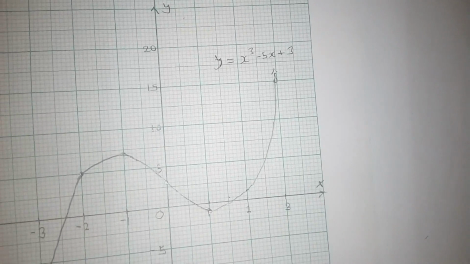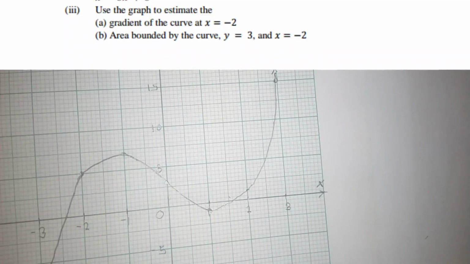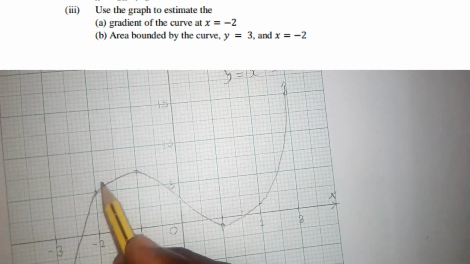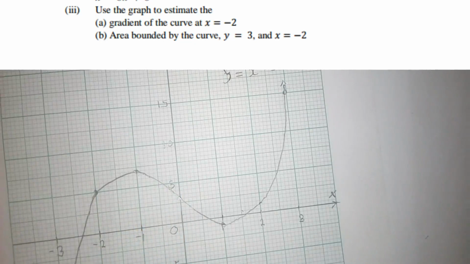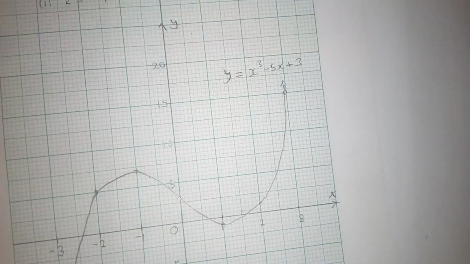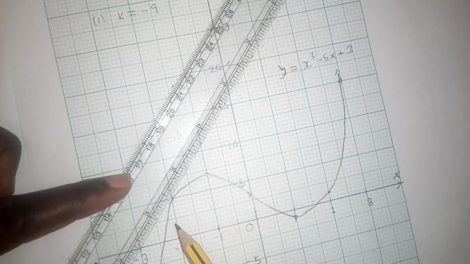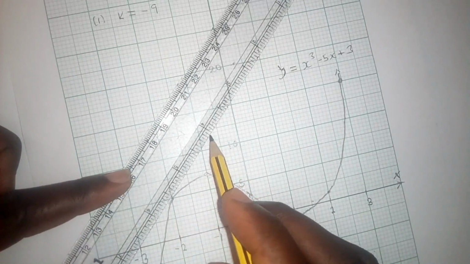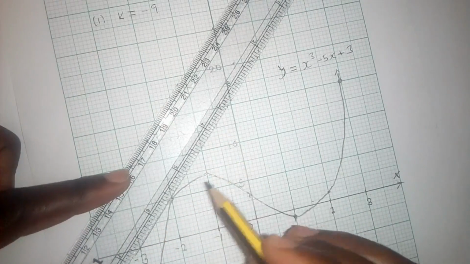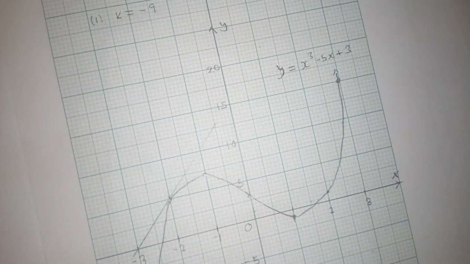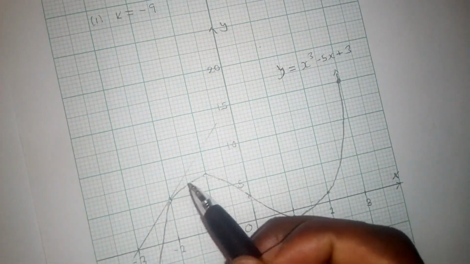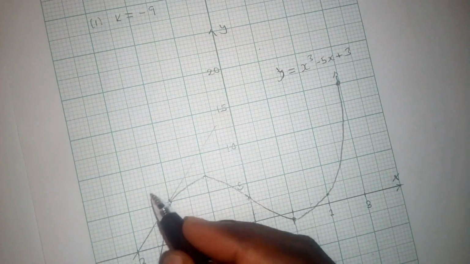So the next thing will be to find the gradient at x is equal to -2. So x is equal to -2. Where is -2? Is here. So it's supposed to be here. So what you do here is you can make a tangent line, a straight line touching that point. So a straight line touching this point will be here, just touching this point.